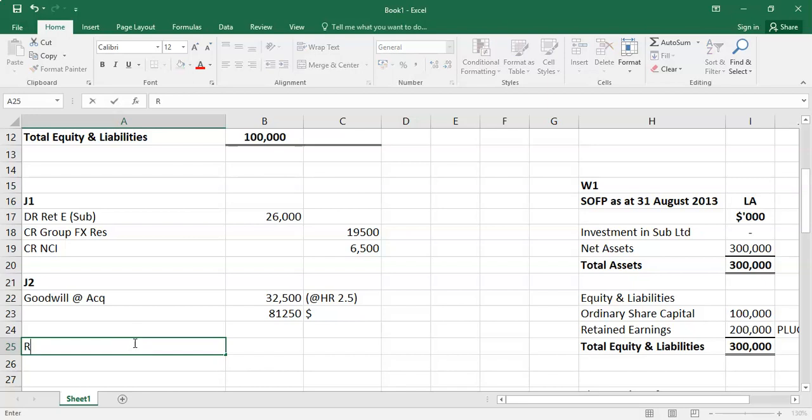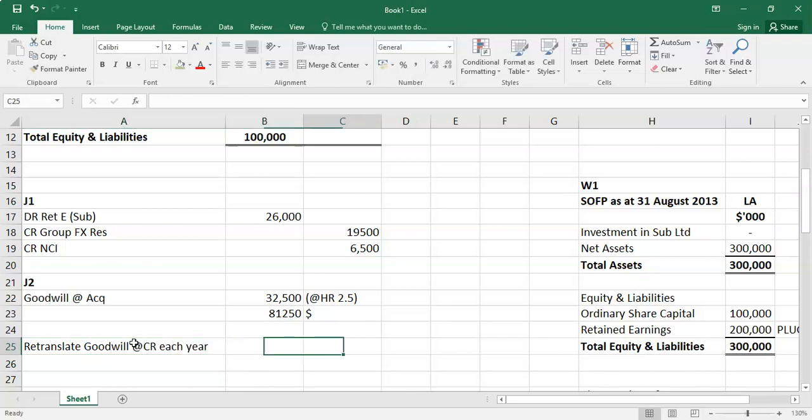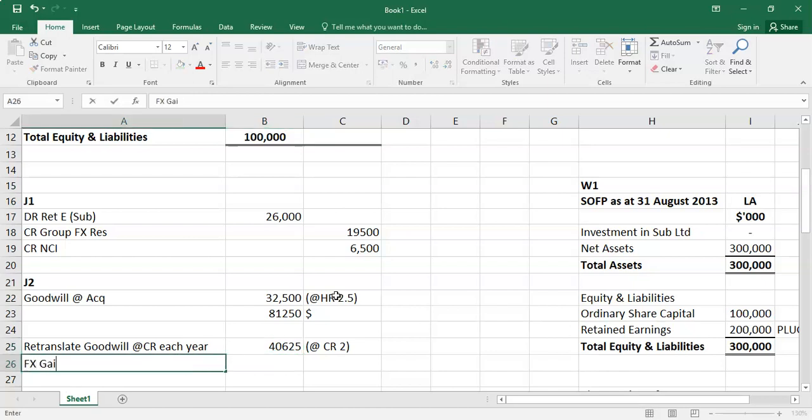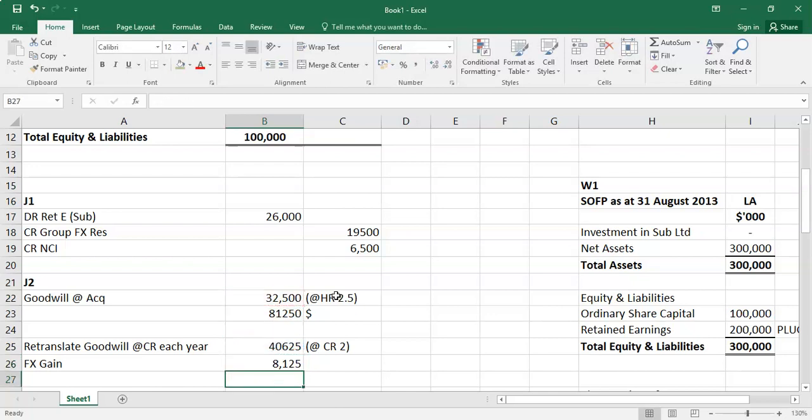IAS 21 says you must retranslate goodwill at closing rate each year. So at the end of each year, you must retranslate that at the closing rate, which is now 2. So if that 81,250 is divided by 2, instead of being divided by 2.5, which was when the historic rate was, it would be 40,625. Now remember, that's in euro. So that is an FX gain going from 32,500 up to 40,625. An FX gain, and we call that FX difference 3.